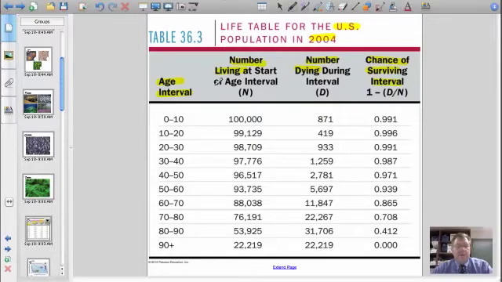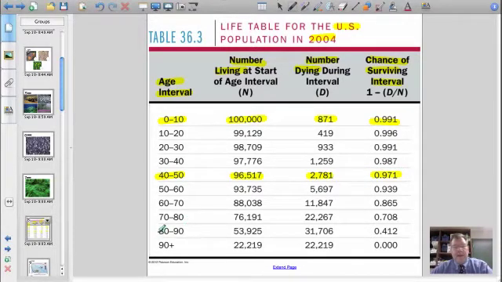So if you take a look at this, 0 to 10 years, 100,000 individuals started, 871 died before the age of 10, which means your chance of living to the age of 10 is 99.1%. If we come down and look at, say, 40 to 50-year-olds, 96,517 of that original 100,000 started the interval alive at the age of 40. During that time, 2,781 died, which means 97.1% survived.